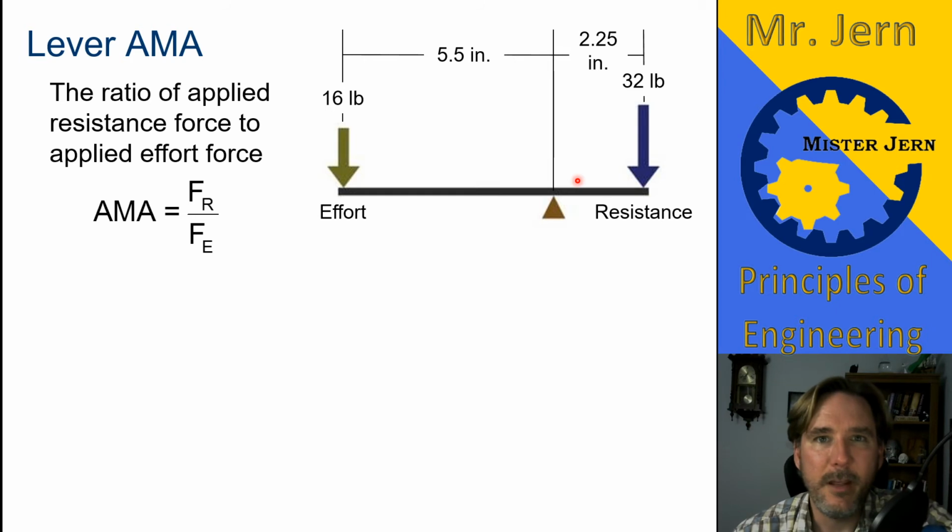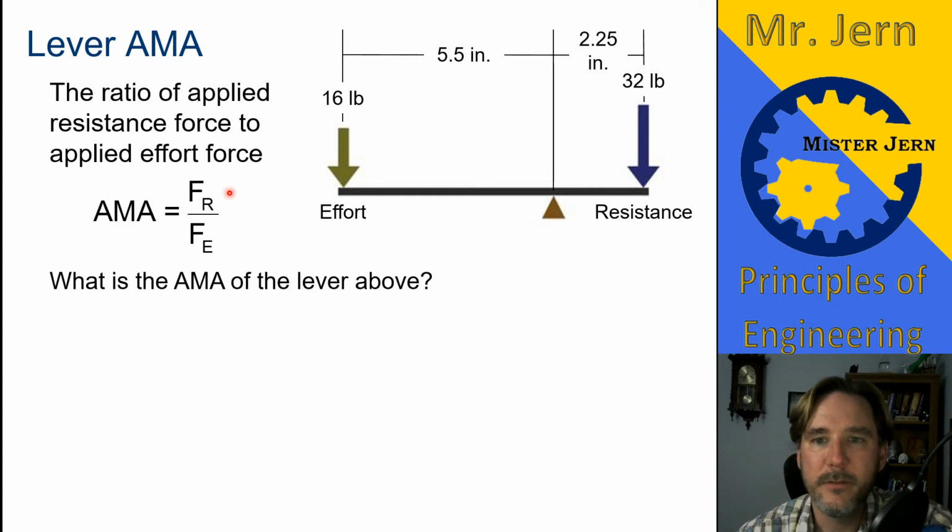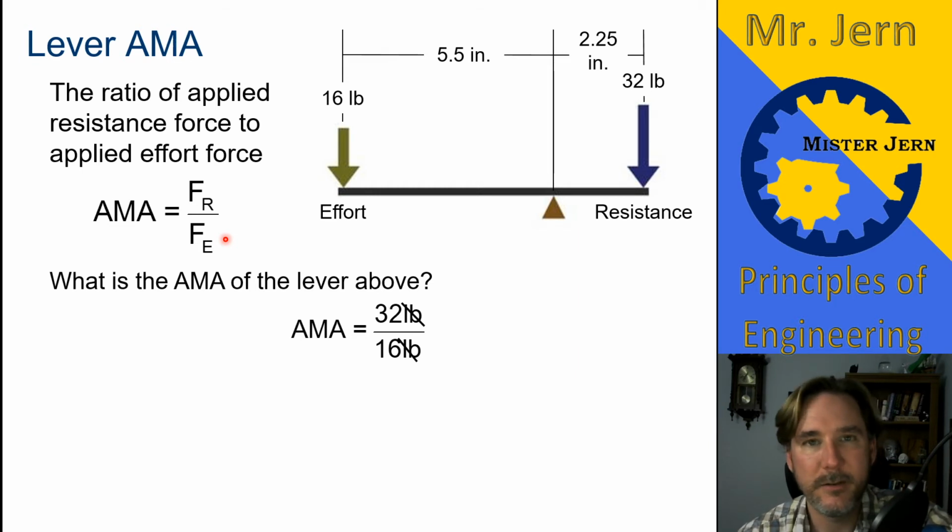What about the lever AMA, the actual mechanical advantage, when friction and air resistance and all that stuff is involved? What's going on there? Well, the AMA, just like any AMA, is the resistance force divided by the effort force. So what's our resistance force? Think about it. What is the AMA of the lever above? What's our resistance force? What is our effort force? Divide them. That's it. So we take our 32 pounds divided by our 16 pounds. Pounds cancels out. We are left with a ratio of 2 to 1. So that's our actual mechanical advantage.